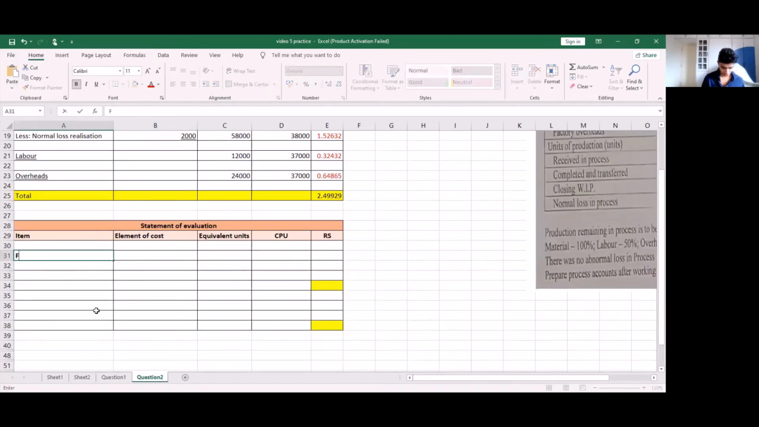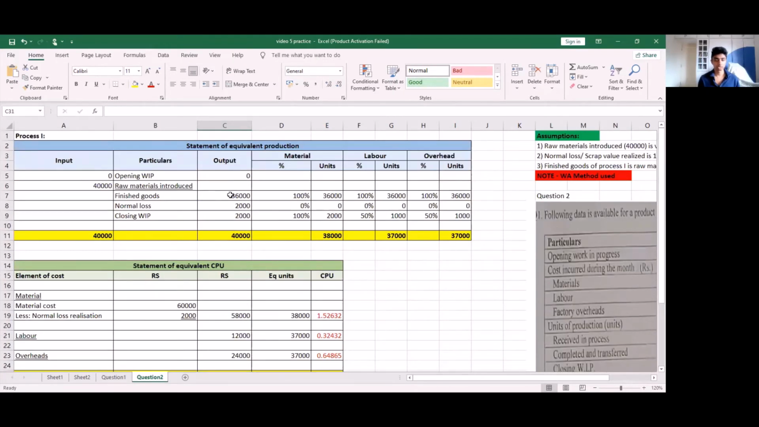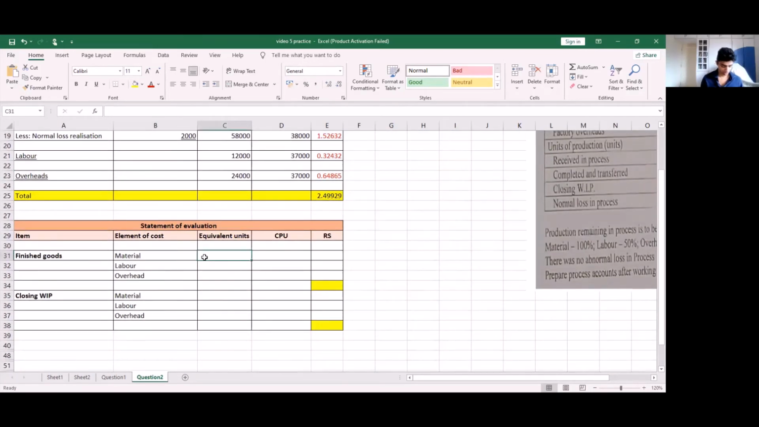So first we have finished goods. Element of cost will be material, labor, and overhead. And then next we have closing work in progress. Element of cost will be material, labor, and overhead. Equivalent units we get from our statement of equivalent production. So for finished goods, our equivalent units are 36,000, 36,000, and 36,000. We will write them in their respective columns.